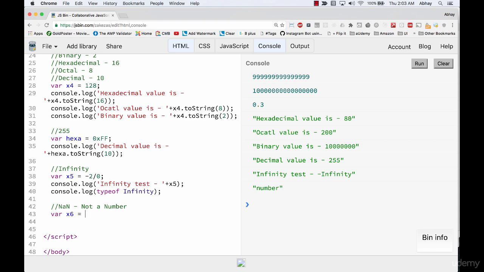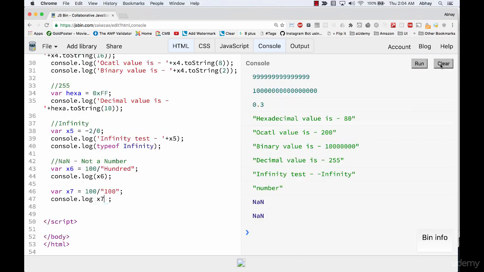Variable x6 is equal to, let's say, 100 divided by 100, and let's do a console.log x6 and then see what the value would be. The answer is not a number. So what if instead of 100 I gave it a string 100? Let's see that example as well. Let's give this an x7. Instead of 100, let's make this a number 100. In this scenario, the answer should be 1. Oh well, I did not do the console log of x7, so the answer is 1.